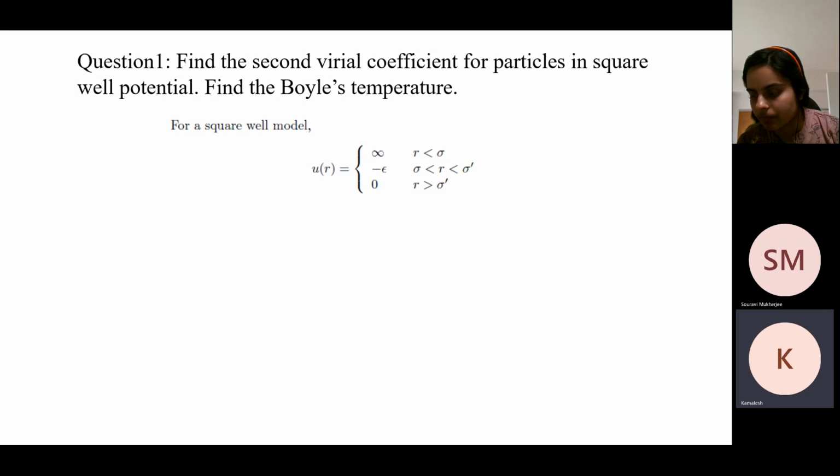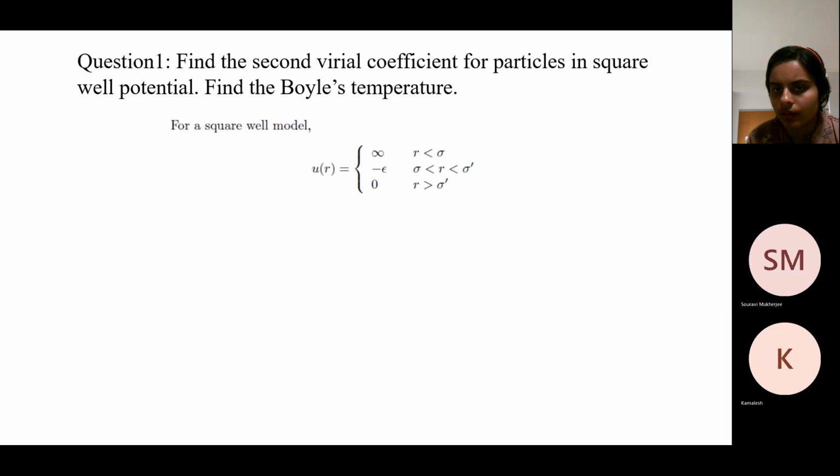Ma'am, in the place of minus, sorry, sigma to sigma prime. Yes. So there the expression for f will be e to the power minus beta minus epsilon minus 1. Yes, ma'am.